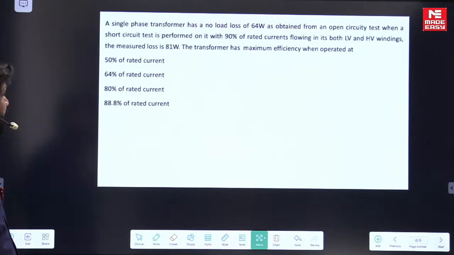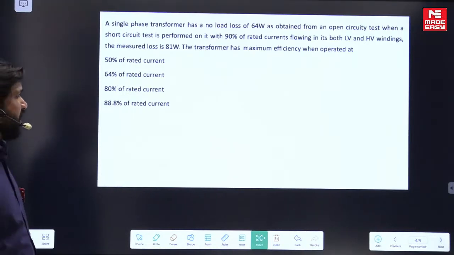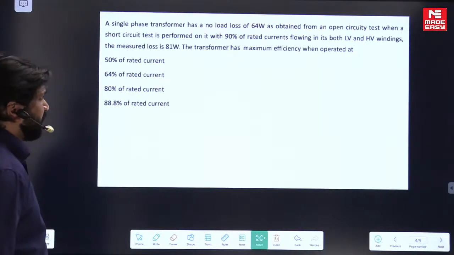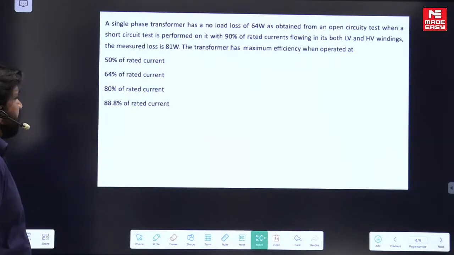A single phase transformer has a no load loss of 64 watt as obtained from an open circuit test. When a short circuit test is performed on it with 90% of rated currents flowing in both LV and HV windings, the measured loss is 81 watt. The transformer has maximum efficiency when operated at what load?